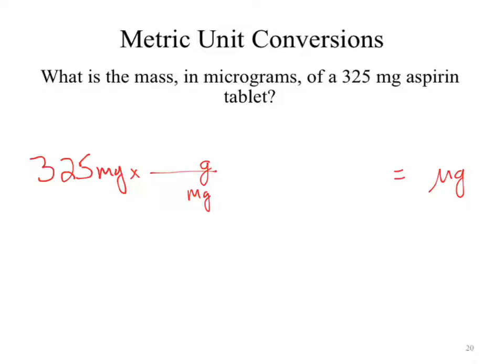What's our relationship between grams and milligrams? Our power of 10 always applies to our base unit. The base unit is grams. 10 to the negative 3 grams is 1 milligram. What would my units be? Grams. Okay, the milligram units cancel. Are grams the same thing as micrograms? No, so I need a new conversion.